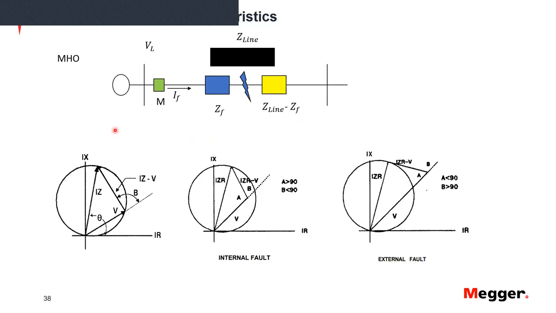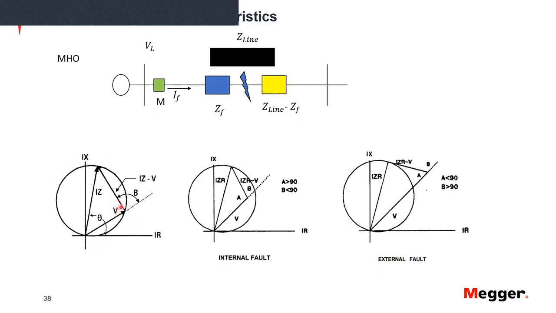Now, for faults internal to the relay, you would have on mho relays that the angle between the operate and the polarizing signal is going to be, actually, greater than 90 degrees. But for external faults, that angle is going to be lower than 90 degrees. And when you are on the characteristic, that angle is 90 degrees.